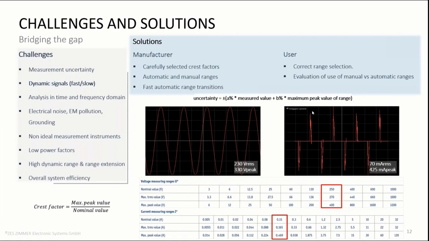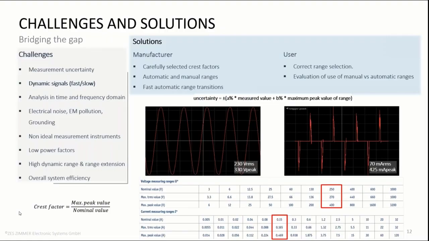in the uncertainty, but it involves range transitions which may introduce gaps in the measurement. Therefore, a power analyzer must be able to handle automatic range transitions as quickly as possible, but in fact there will always be cases where those are unavoidable.